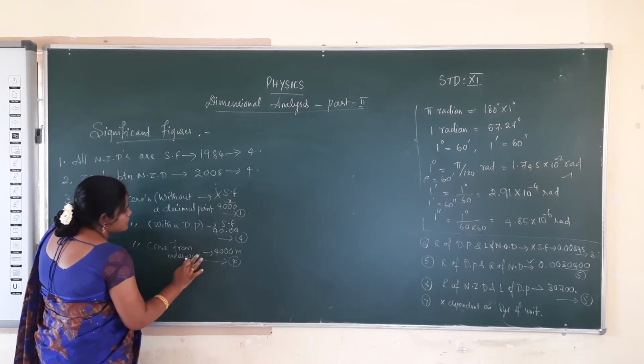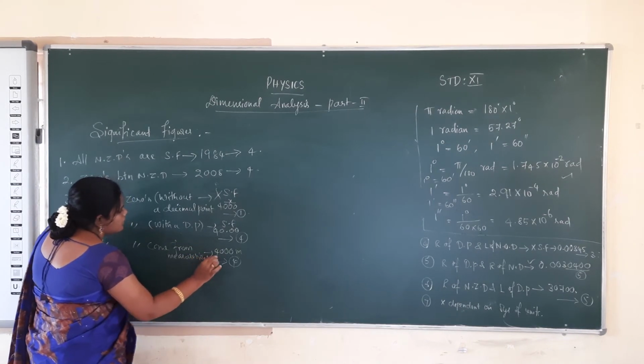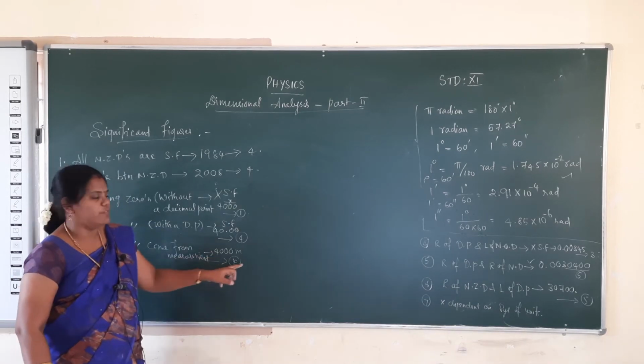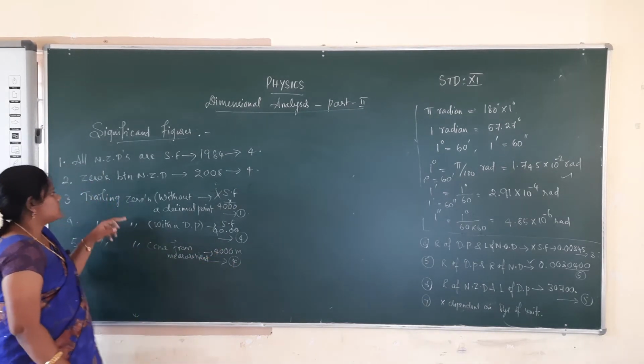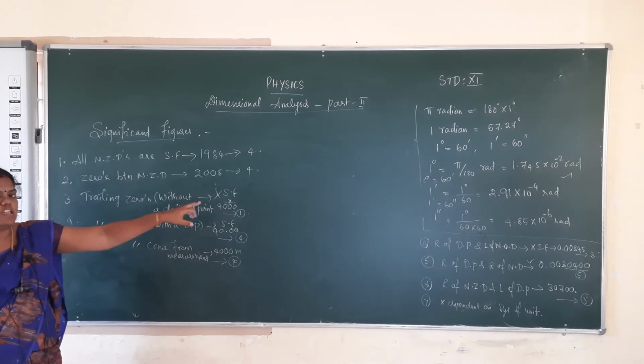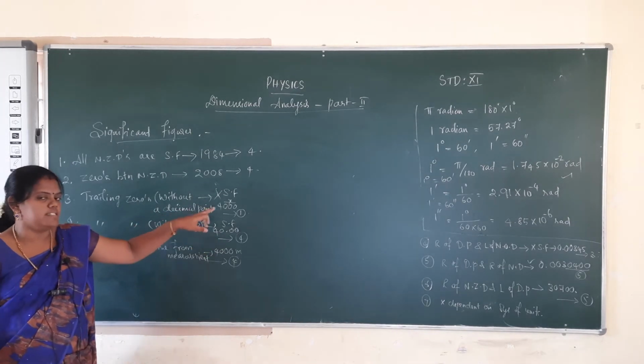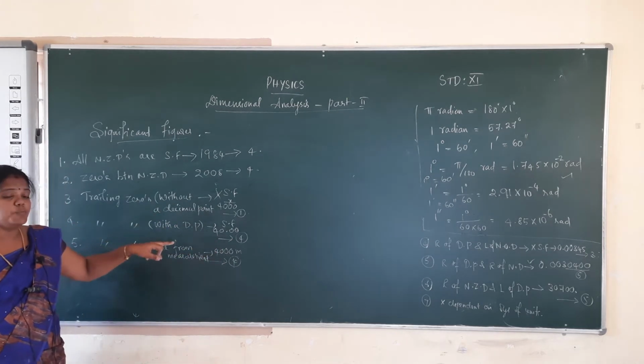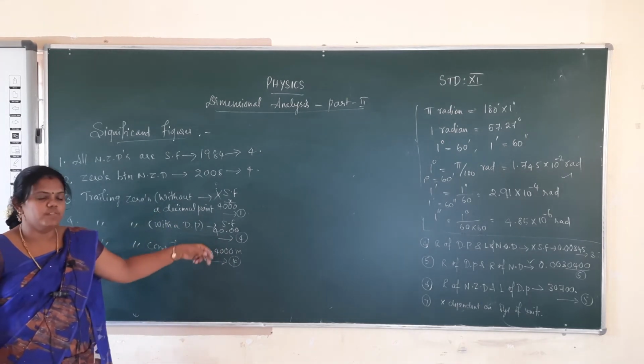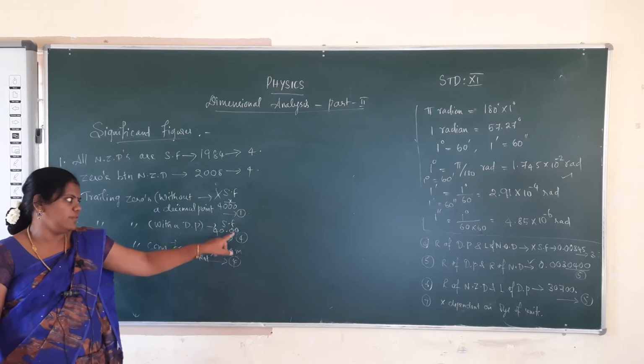So if it comes from measurement, it will also be considered a significant figure. That is 4 significant figures. Trailing zeros with a decimal point are considered significant figures, but without a decimal point they are not. And trailing zeros that come from measurement, mentioned with the unit, are also considered significant figures.